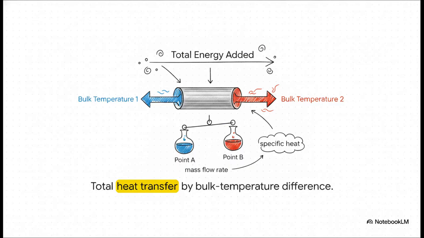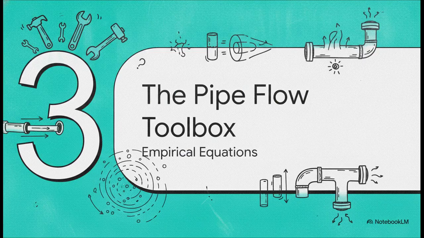So the total energy added over a specific length is directly tied to this bulk temperature difference and the mass flow rate. You can easily see the fluid entering at bulk temperature 1 and leaving at bulk temperature 2. If we know the mass flow rate and the fluid-specific heat, evaluating the heat transfer simply becomes a matter of tracking how much that mixing cup temperature goes up or down from point A to point B. Pretty straightforward, right? Okay, Section 3, the pipe flow toolbox.